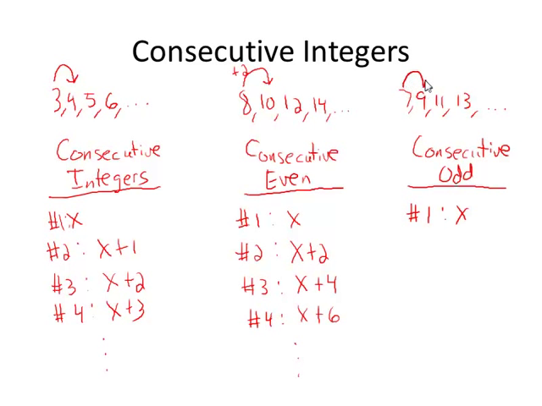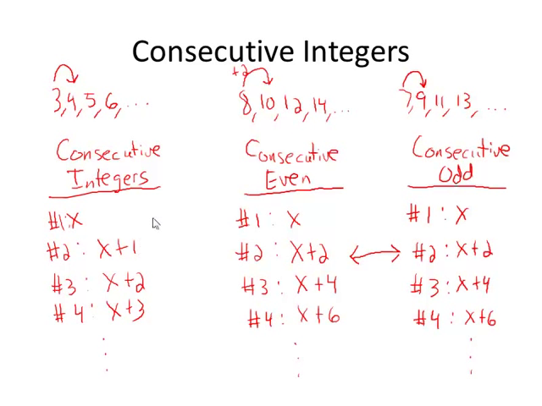To go from one odd integer to the next one, all we have to do is add 2. So if we compare the even and the odd, we notice that the setup is the same. That's because even numbers are spaced 2 units apart, and odd integers are spaced 2 units apart. So the setup will always be the same if you're told that they're consecutive odd or consecutive even.